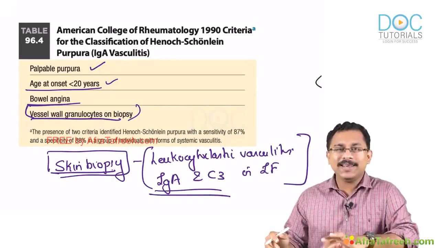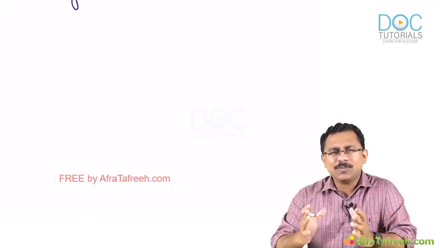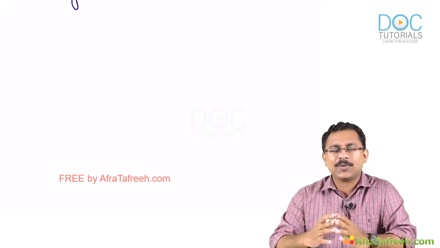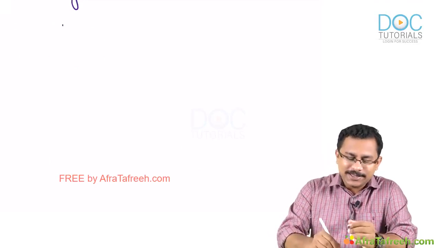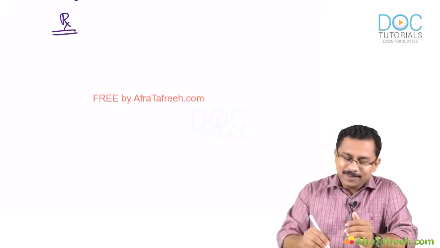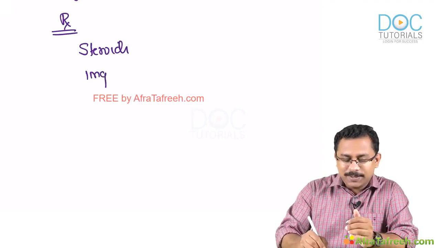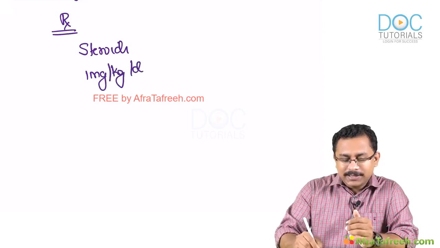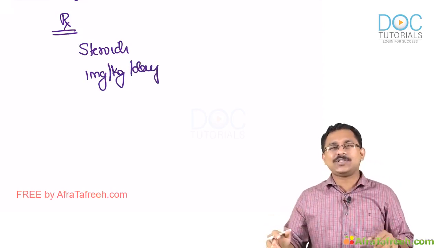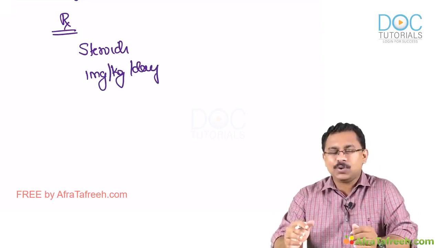So I hope the clinical features are very clear to you. After the clinical features, the diagnosis, we have just discussed the ACR criteria. It's almost always a clinical diagnosis. And how will you treat patients in whom you diagnose IgA vasculitis? The treatment is steroids. You would start at a dose of around 1 mg per kg per day, and then slowly in due course taper the dose of steroids. So that is how you will treat IgA vasculitis.